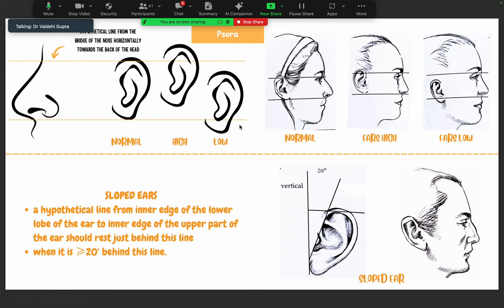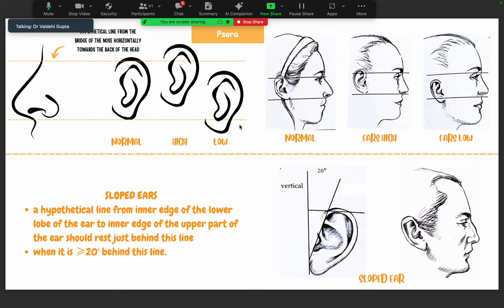In the first case, we can see a hypothetical yellow line, and the first one is the normal position of the ear, at the bridge of the nose, at the junction of nose to the face. The line is drawn from there. When the ears are quite higher than this line, it is high ear and it is considered Psora. When it is lower than the line, it is low ear, also considered Psora.